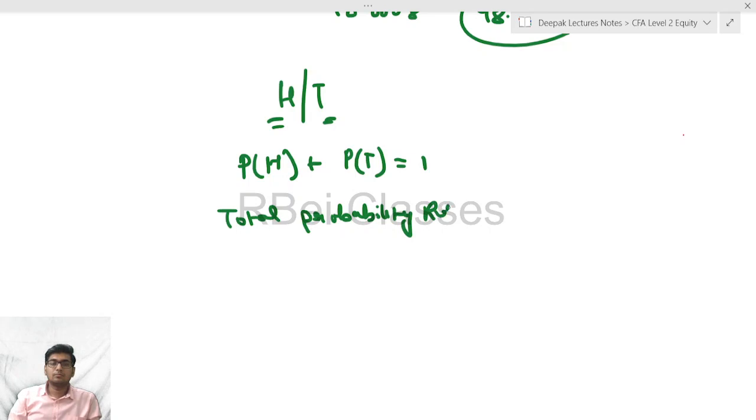Total probability rule. Now this is all about the probability. Clear? Now let us come to the random variable.